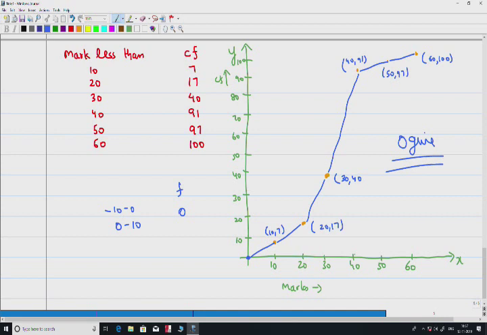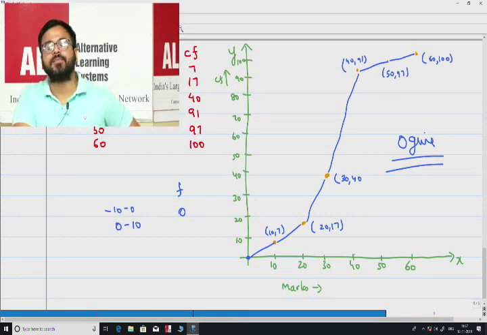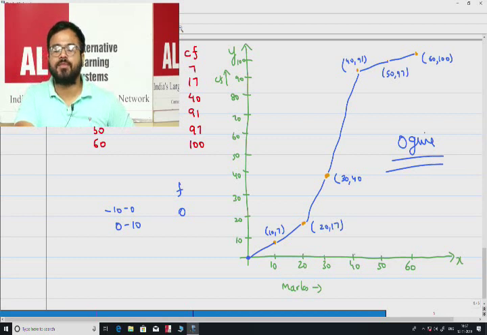We use ogive in real life in finding the median value. We will do those questions like how we can find the median of any data using the ogive.